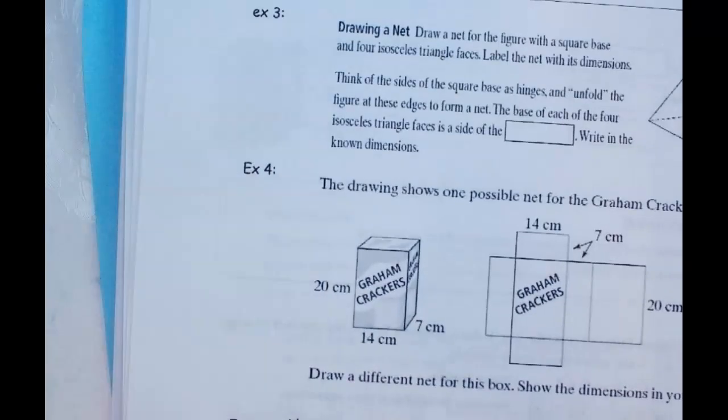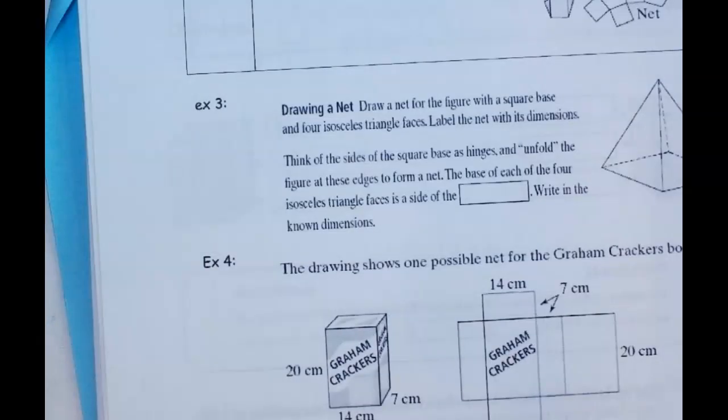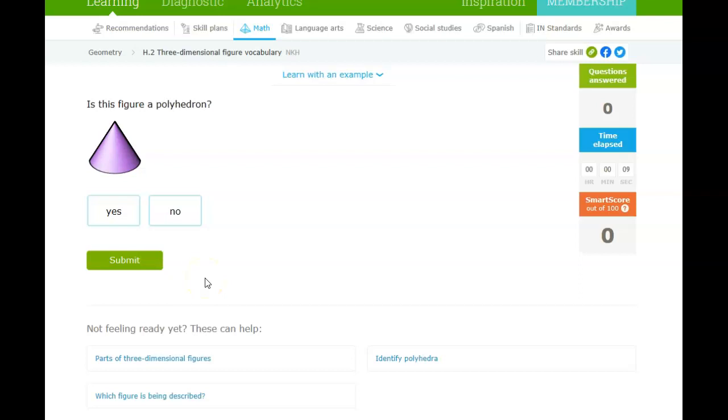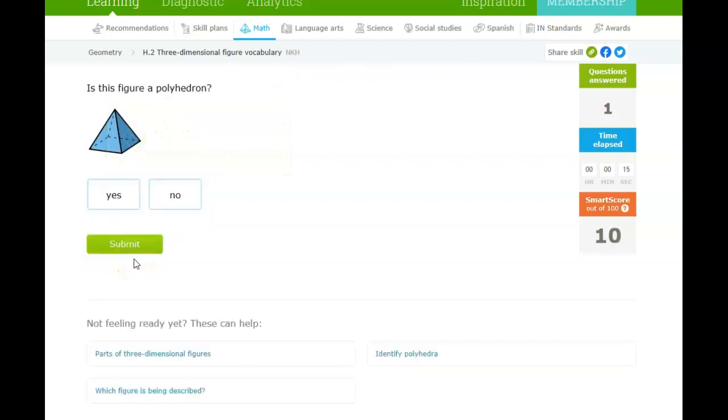Okay, I'm going to pause for just a second. Let's go look at a Math Excel related to that. Okay, let's look at a few of these. Is this a polyhedron? We said this would be no because it has a circular piece to it. Is this a polyhedron? Yes, because all sides are polygon. This would be a no.